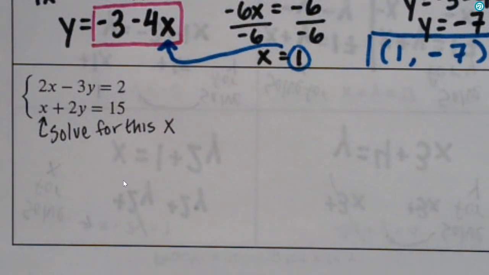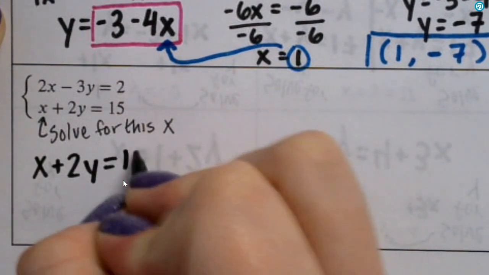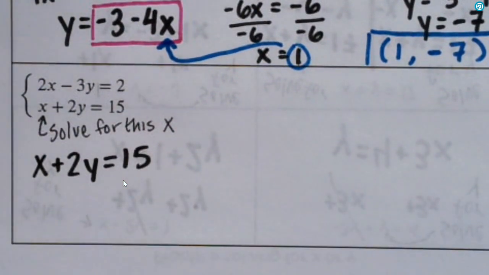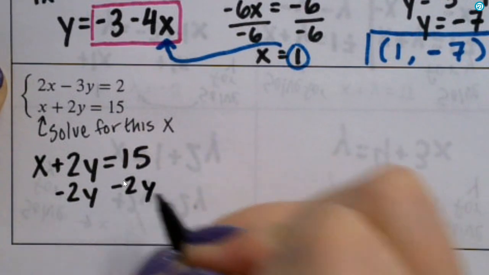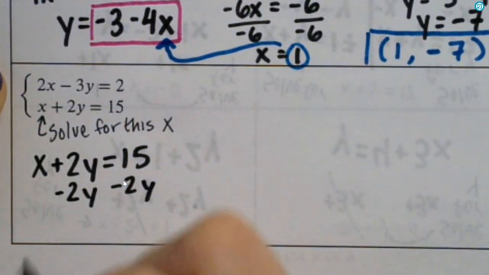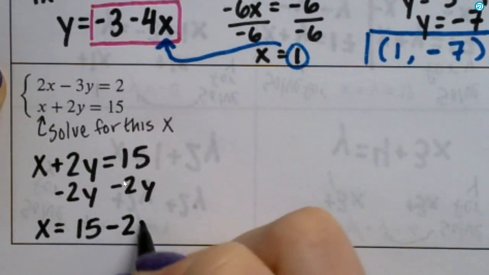Okay, so I'm going to take that equation, pull it away, x plus 2y equals 15. And my goal is to get x by itself. So I have to get rid of that plus 2y. I have to subtract 2y from both sides. The opposite of plus 2y is minus 2y. I will get x equals 15 minus 2y.